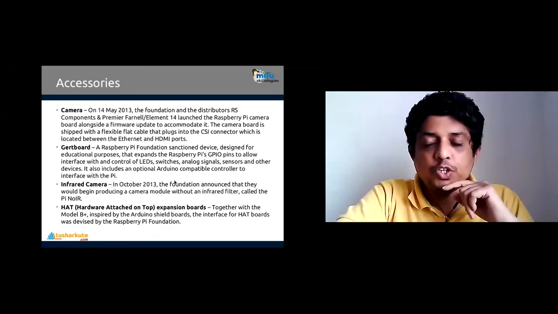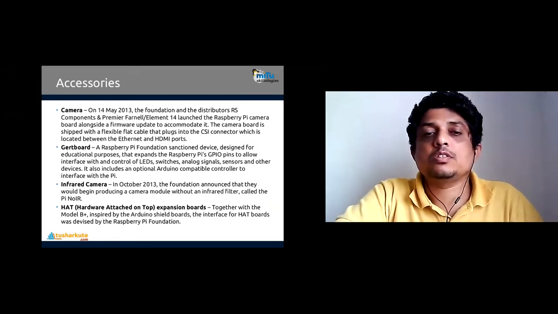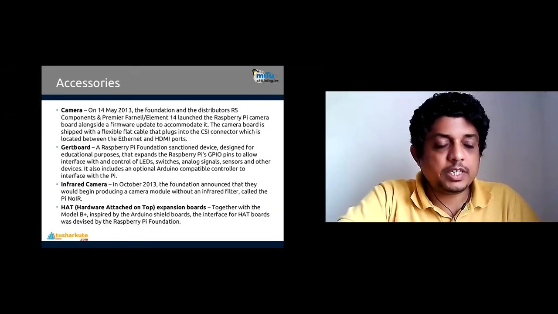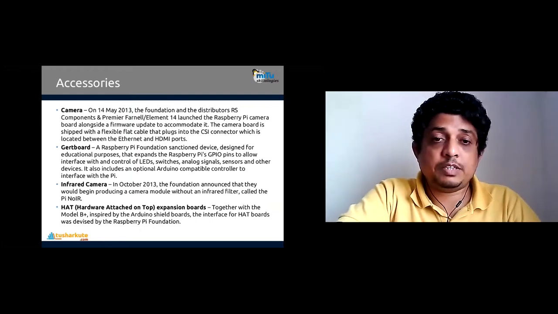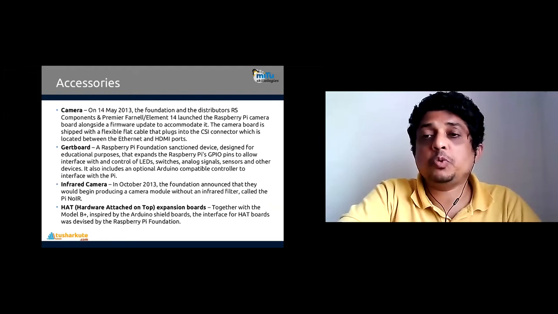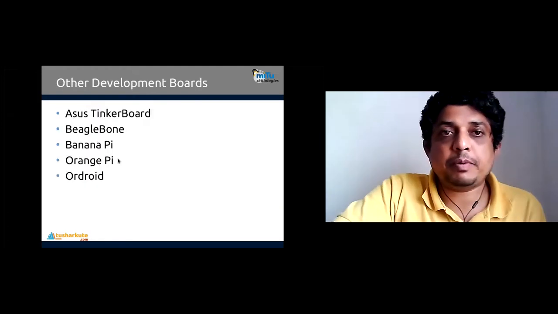Along with that, Raspberry Pi Foundation provides a few more things. They are providing a camera, a GPIO port, an infrared camera. So many such different hardware which can be connected to display ports, with expansion hardware attached on top, expansion boards. They are available by which these accessories can be used along with the Raspberry Pi.